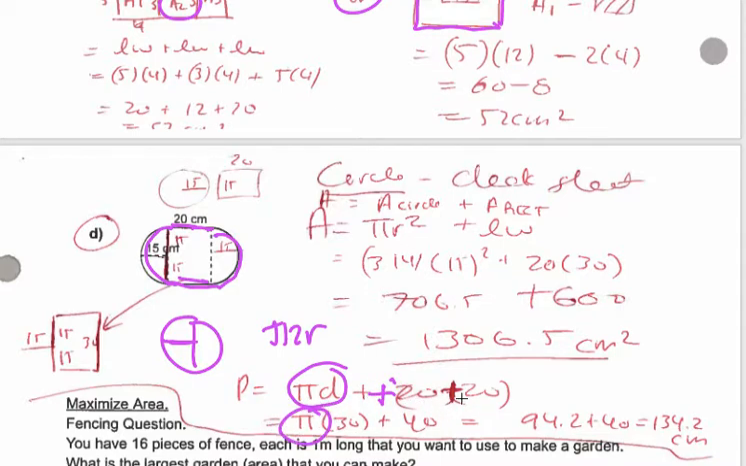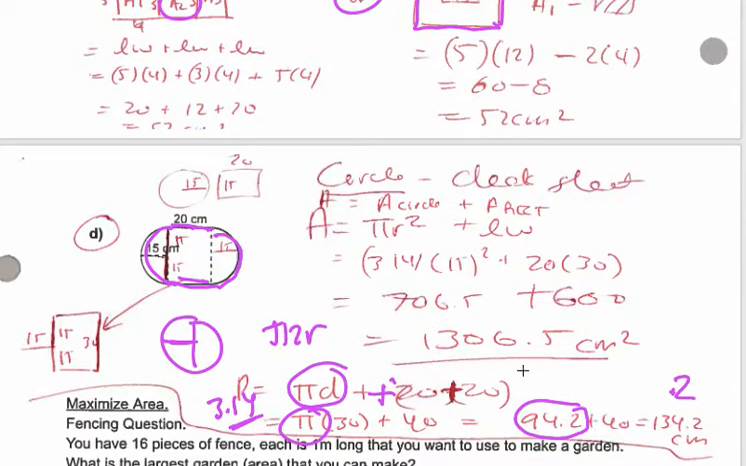You can use whatever you want for pi. You can use 3.14 for pi, or you can use your calculator pi button. I think I used 3.14. I'm not sure, but I think I did. It doesn't really matter. And then you get 94.2 plus 40 plus 40. Now, please just give me one decimal place after the decimal.